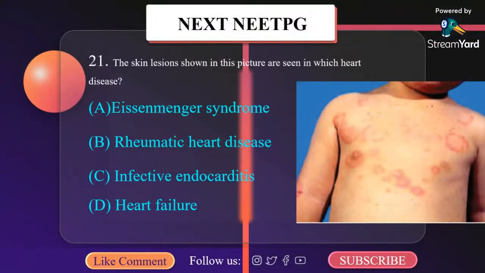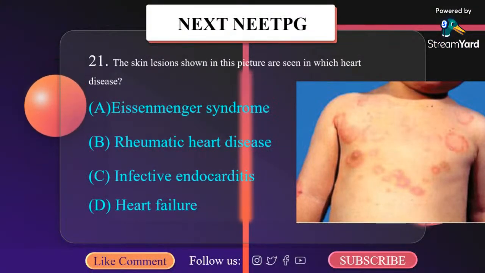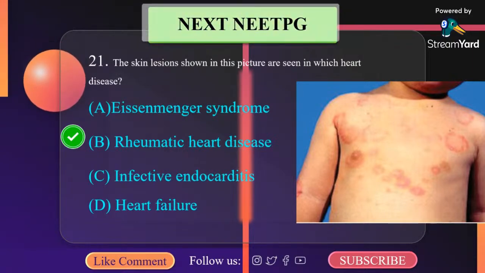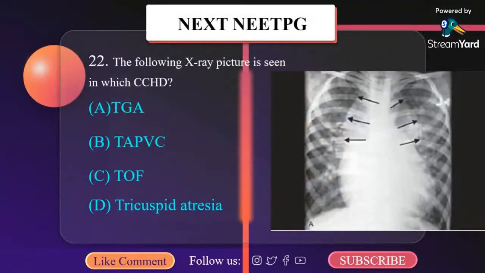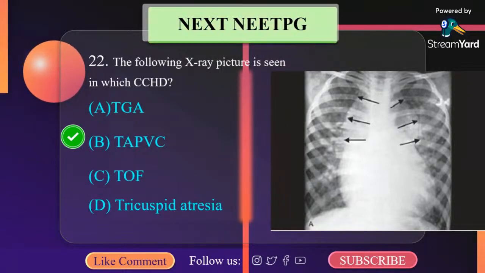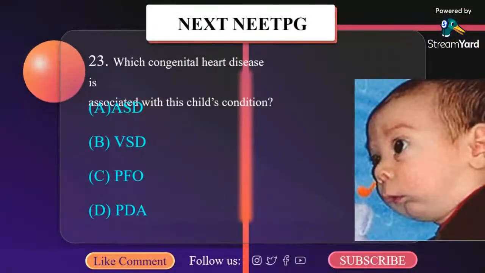The skin lesions shown in picture are seen in which heart disease? Eisenmenger syndrome, rheumatic heart disease, infective endocarditis, C. Heart failure. It is rheumatic heart disease. The following X-ray picture is seen in which congenital heart disease? It is TAPVC, total anomalous pulmonary venous connection.